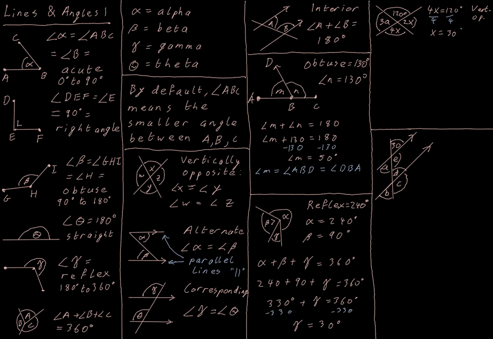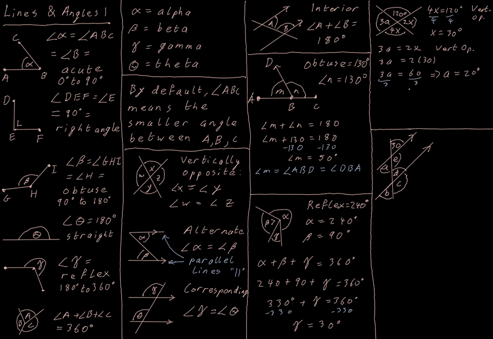Now, we know that x must be 30 degrees, and we know that 3a and 2x are vertically opposite. So 3a is equal to 2x because they are vertically opposite, and we can solve for a. So we have 3a is equal to 2 times 30 degrees. So 3a is equal to 60 degrees. So we divide both sides by 3. Therefore, a is equal to 20 degrees.